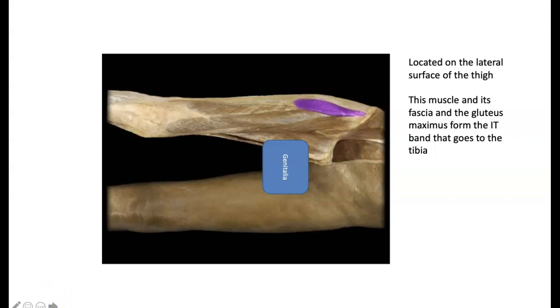So oftentimes in strength class, you might even roll your IT band. If we had some extra rollers here, I would have you take a moment and do that. If you want to stop the video and somebody show us how you roll your IT band, that would be great. And so this tensor fascia latae forms the top part of the IT band.